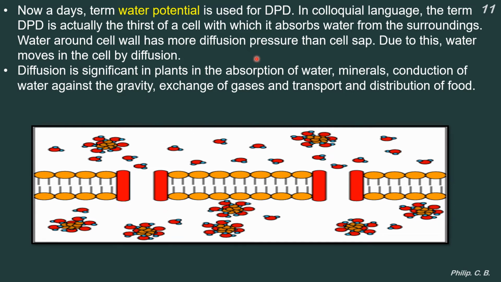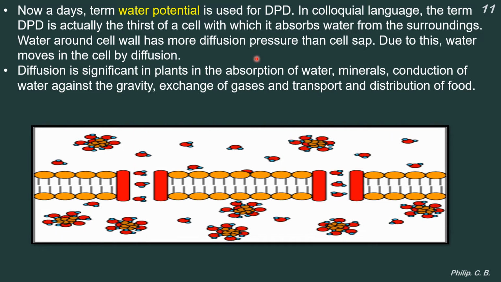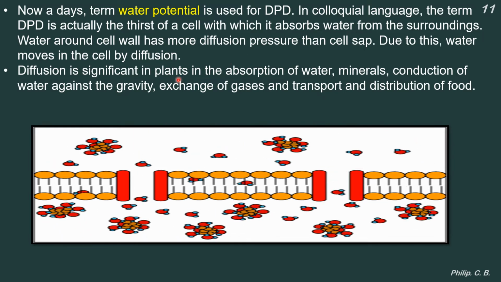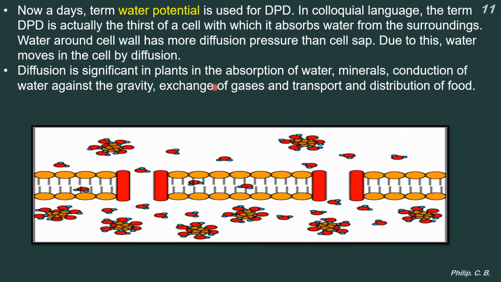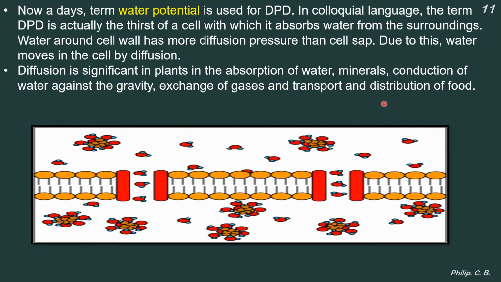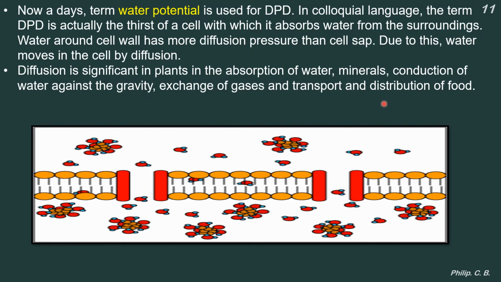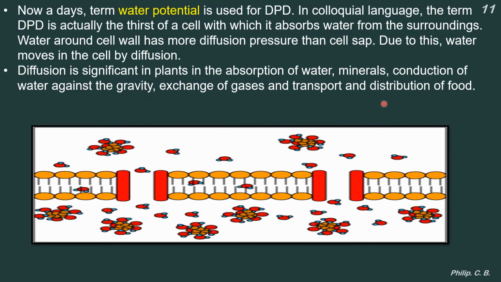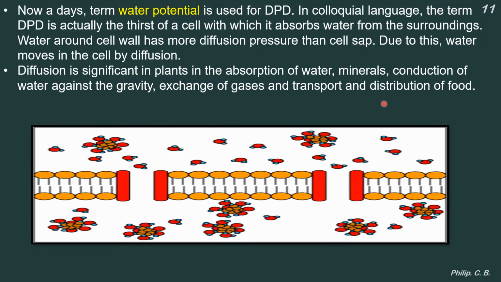So the cell is thirsty, it needs water, so it absorbs the water from the surrounding region. Diffusion is significant in plants in absorption of water, minerals, conduction of water against gravity, exchange of gases, transport and distribution of food. Means what? So diffusion is an important part because the diffusion process helps in the absorption of water along with minerals, helps in conduction of water, also in exchange of gases, as well as for the transportation of food.